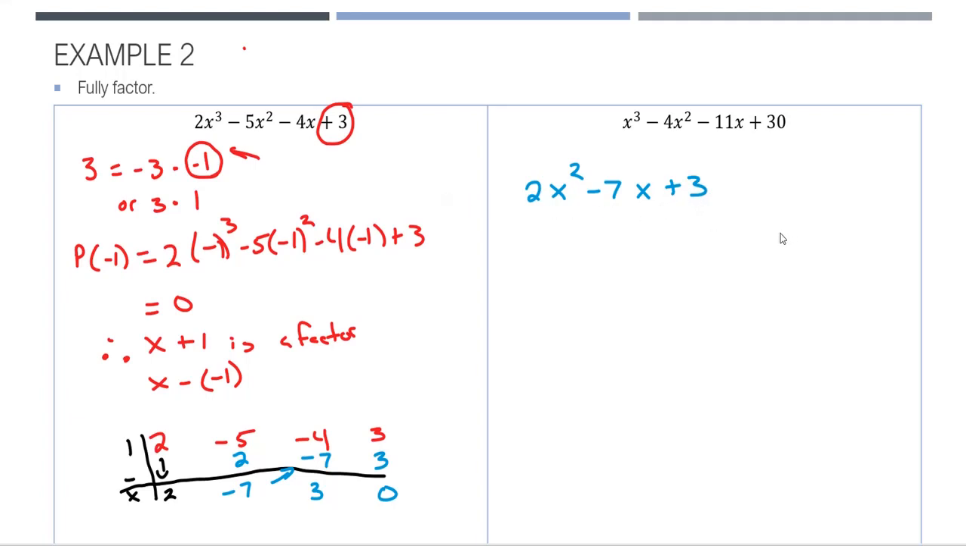Now the question is, can I factor that anymore? So it's a quadratic, so possibly. I'm going to do PSA 2 on it. So I'm looking for a product of 6, a sum of negative 7. And my answer becomes negative 6 and negative 1 then. So I'm going to do that split. So 2x squared minus 6x minus x plus 3.